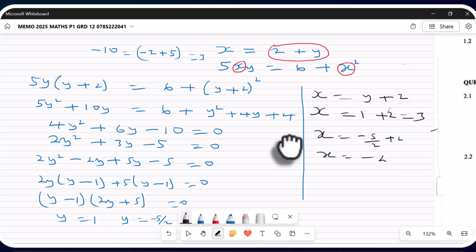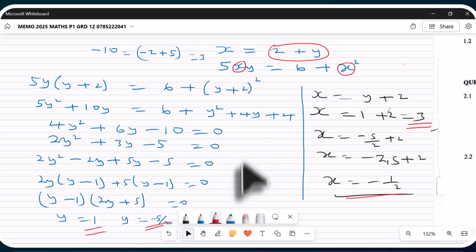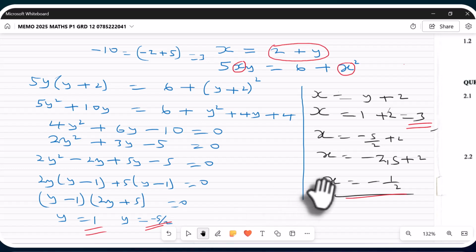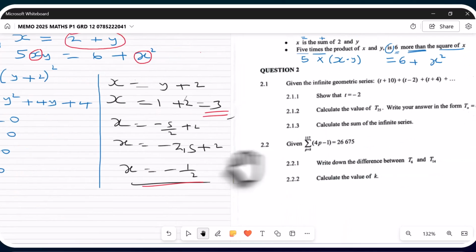They say here that given the infinite geometric series of t plus 10, t minus 2, t plus 4, and so on, show that t equals negative 2. Now, because they have said it is geometric, what do we expect? A common ratio. Okay, so because of that, this is our t1 here, this is our t2, and then t3.